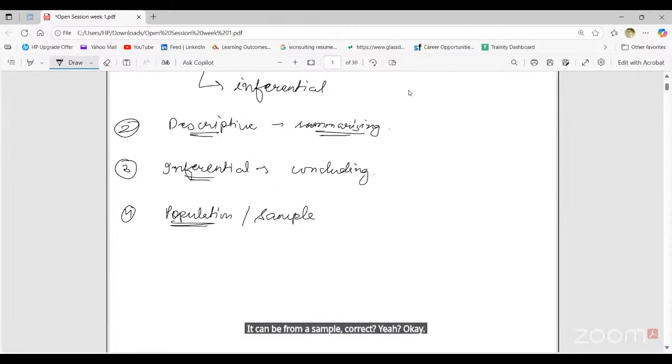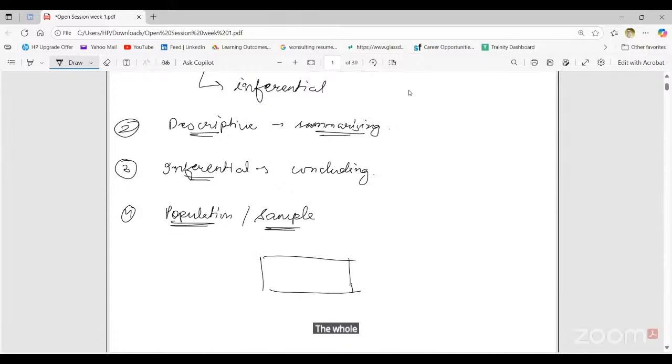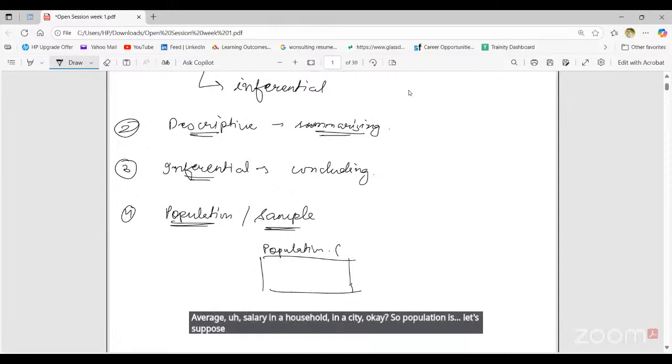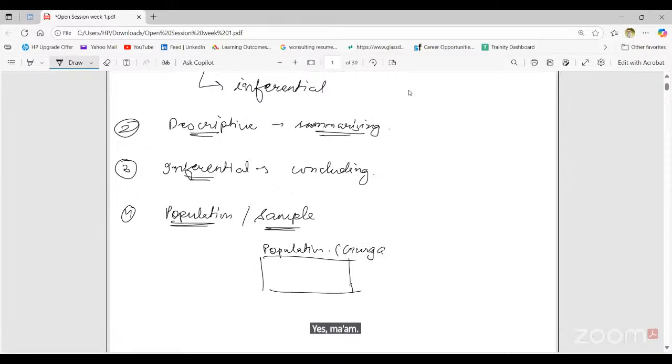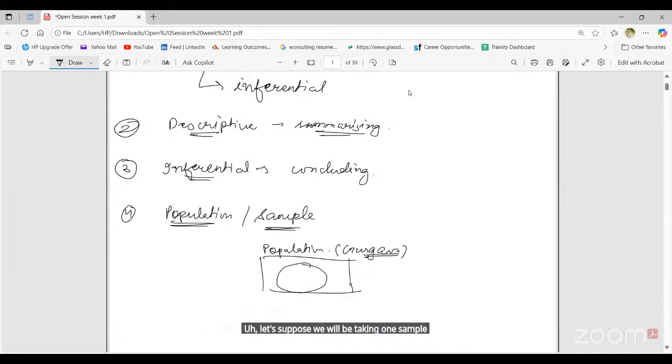Now, what is a population and a sample? Let's suppose we are checking the average salary of a household in a city. Take the city as Gurgaon. This is the population. If we have to check the average income of a household, we will be taking a small bit of sample, correct? A subset of the population.